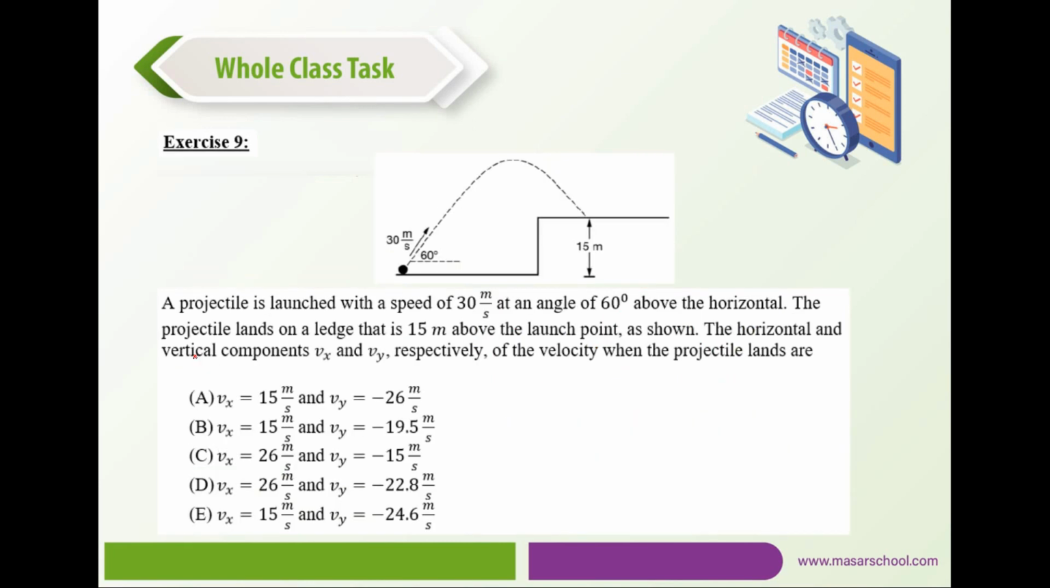Exercise 9. A projectile is launched with a speed of 30 meters per second and an angle of 60 degrees above the horizontal. The projectile lands on a ledge that is 15 meters above the launch point. As shown, the horizontal and the vertical components Vx and Vy respectively of the velocity when the projectile lands are.